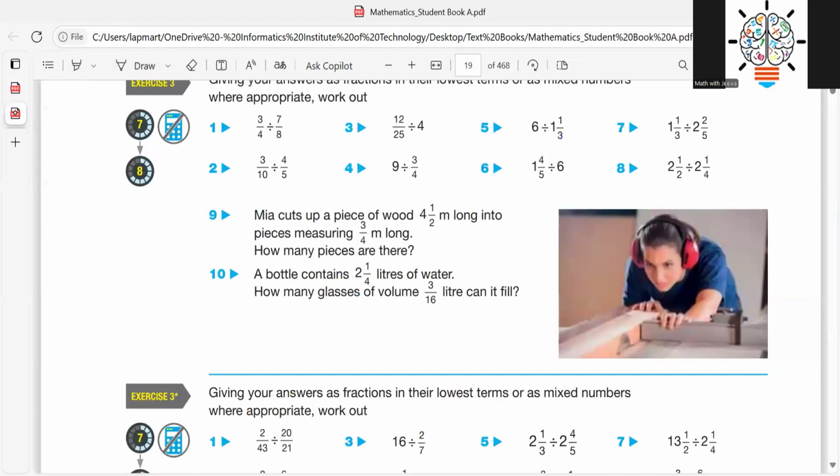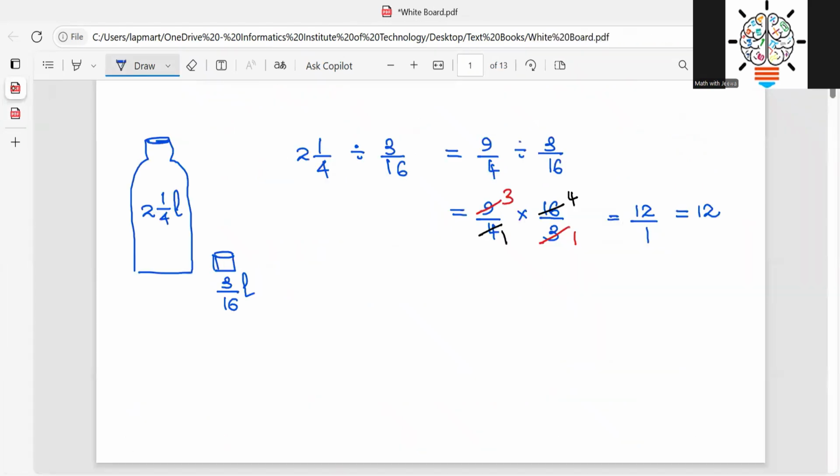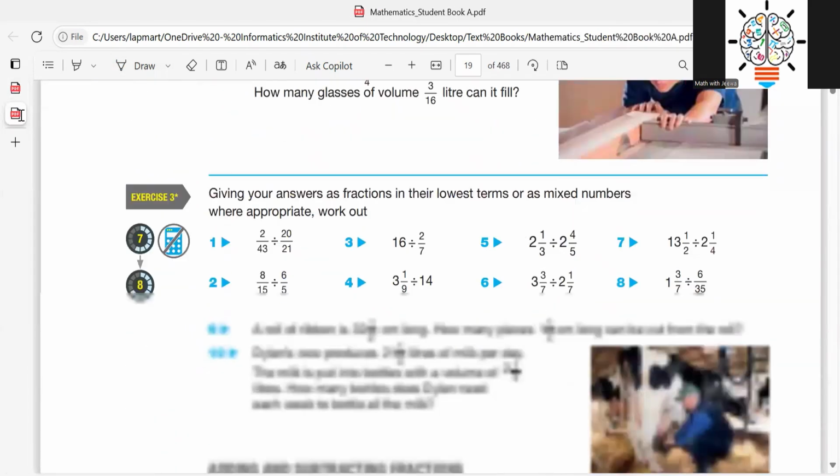So what they're asking is, how many glasses can it fill? So there should be 12 glasses. 12 glasses can be filled. Okay. Then we will move to the next question.